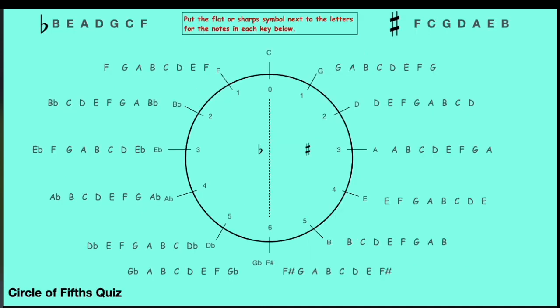So here's an exercise you can do. You can take a screenshot of this and put flats or sharps symbols next to the letters for the notes in each key below. I wrote the letter names for each scale, the G scale, the D scale, A, E, B, F sharp, and the F scale, B flat, E flat, A flat, D flat, and G flat. Using what you've learned, figure out what notes get sharped or flat and write that symbol in next to those letters. These are your 12 keys.